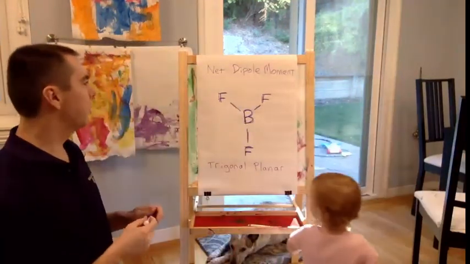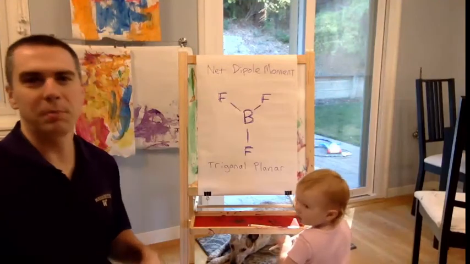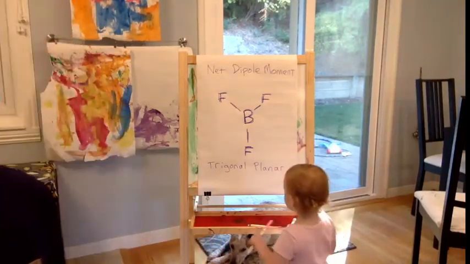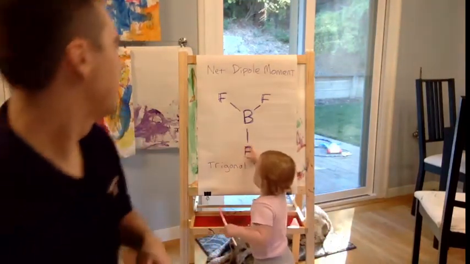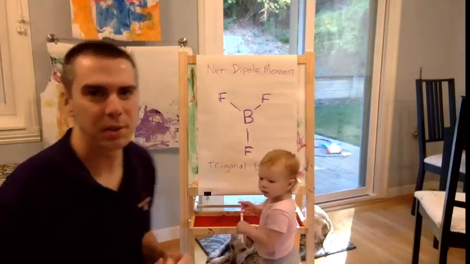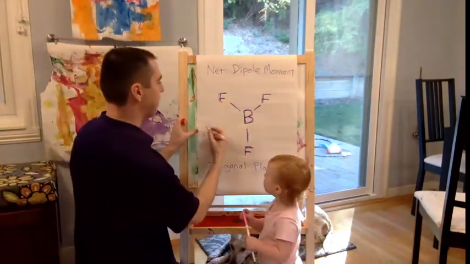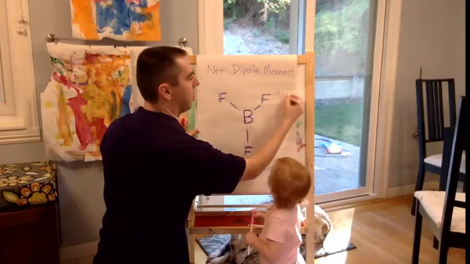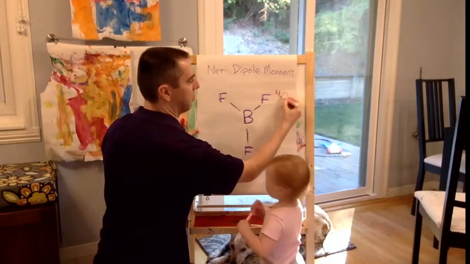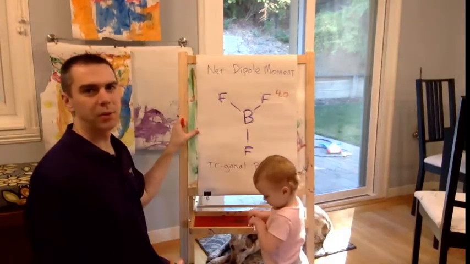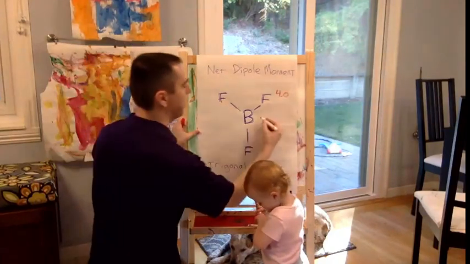And we want to figure out the net dipole moment for this molecule. So each one of these bonds is polar. The electronegativity of the fluorine is 4.0 as definition. The electronegativity of the boron is 2.0.